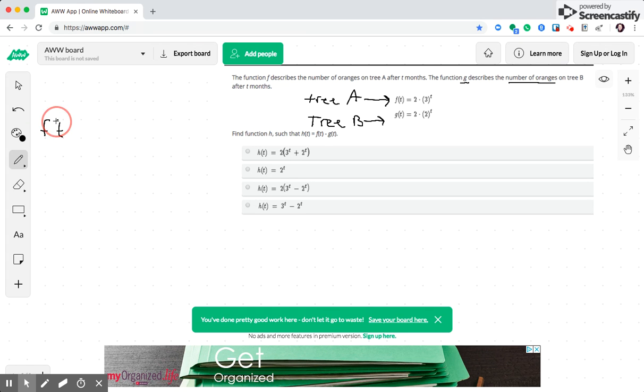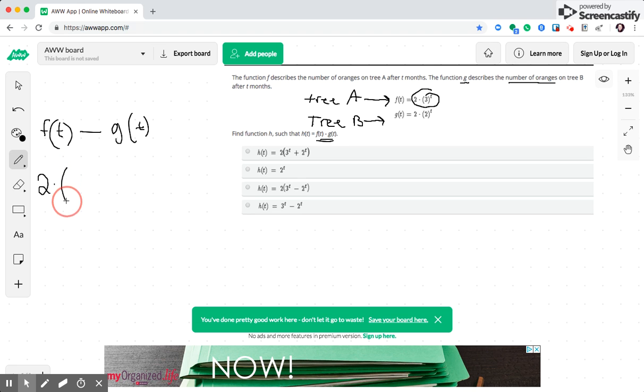So this is f of t minus g of t. That's what we're trying to find. We're trying to find h such that this right here. Okay, so now we're just going to plug in values. What is f of t? Well, f of t is this. So let's just plug that in. And if you get something like this on your mastery test, really just follow these steps. Whatever f of t is, write it in its entirety. F of t is 2 times 3 to the t.